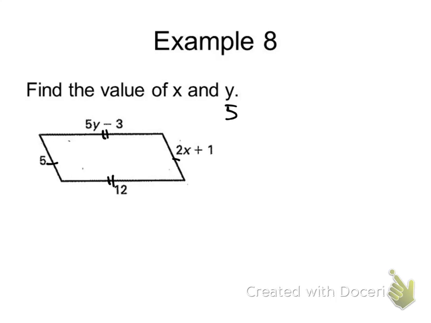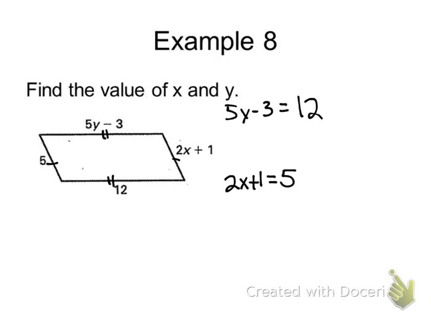So 5y minus 3 should equal what? 12, because these have to be congruent. So that's one equation we're going to solve. What's the other equation we're going to solve? 2x plus 1 equals 5. Very good. So we are using our knowledge about opposite sides being congruent to set up two different equations.